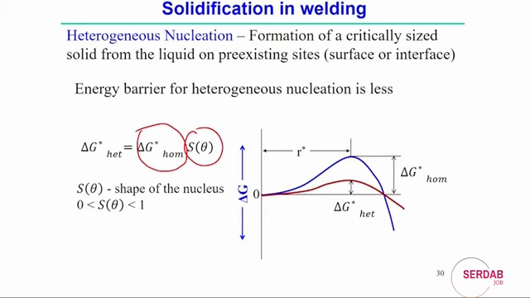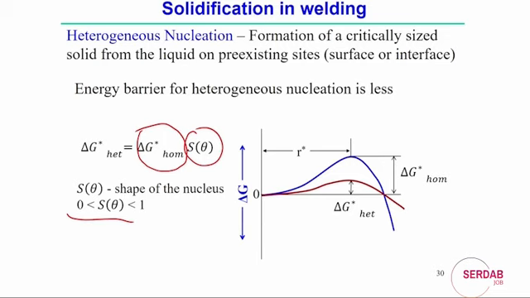So, S theta depends on the shape of the nucleus, and S theta can vary from 0 to 1. If we plot the total free energy change for the homogeneous nucleation process and the heterogeneous nucleation process, we can see the difference. The barrier to start the nucleation process is less in heterogeneous nucleation as compared to homogeneous nucleation.